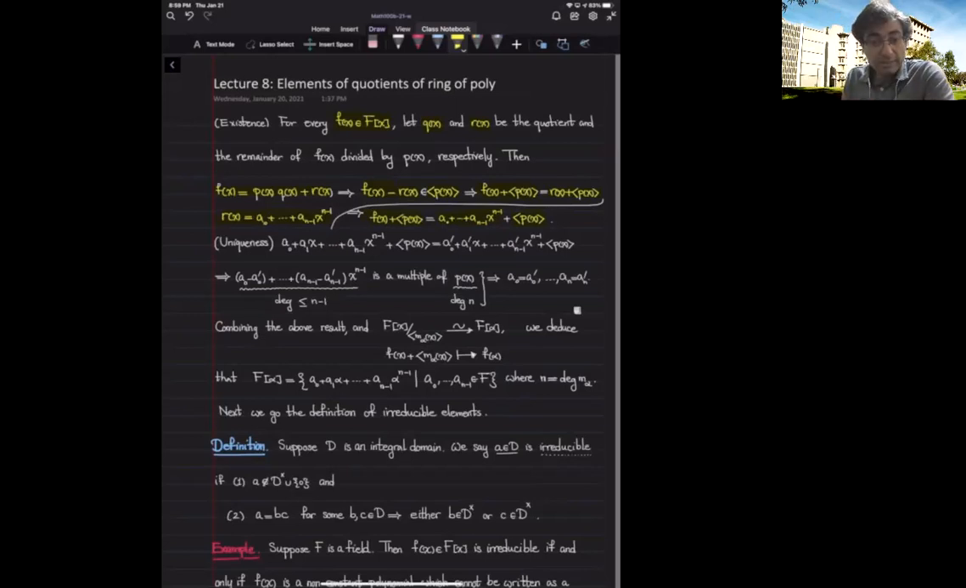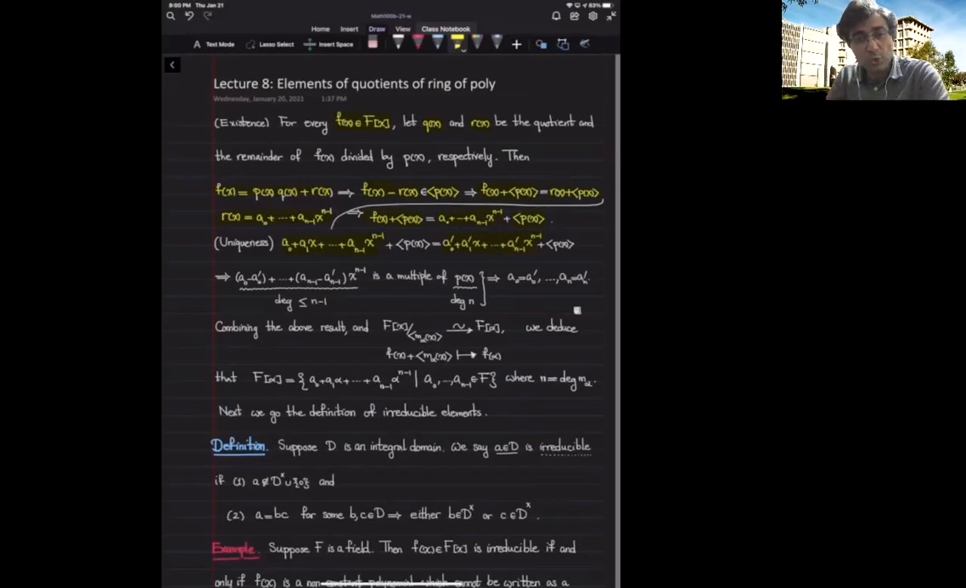Now, let's talk about the uniqueness. This means I'm going to assume that I am given two representations of the same coset by polynomials that have degree strictly less than n. Let's call the coefficients of the first one a sub i's and the coefficients of the second representative a sub i primes. I want to show that the a sub i's are the a sub i primes.